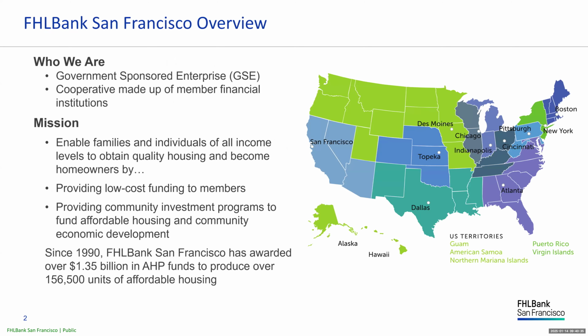Before we begin reviewing the application, I would like to talk a little about the bank and the Affordable Housing Program, or AHP General Fund. For those of you who aren't familiar with the Federal Home Loan Bank of San Francisco, we are a government-sponsored enterprise and a cooperative made up of member financial institutions that include commercial banks, credit unions, industrial loan companies, savings institutions, insurance companies, and community development financial institutions chartered in Arizona, California, and Nevada.